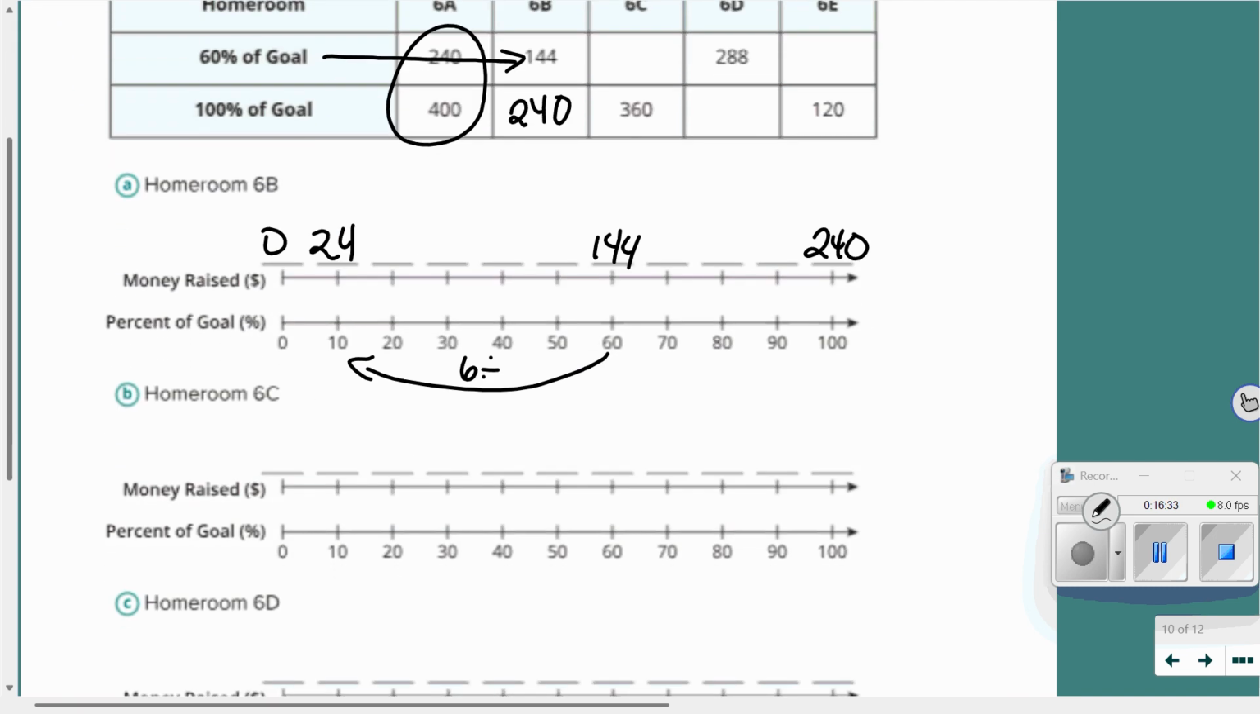All right, then I told you to do C. What does C tell us on our table? 360 is 100%. Again, obviously 0% is $0. What am I doing to 100% to get to 10%? So 360 divided by 10? 36. And what would I do to 10% to get to 60%? So 36 times 6? Pretty sure it's 216. Make sense?